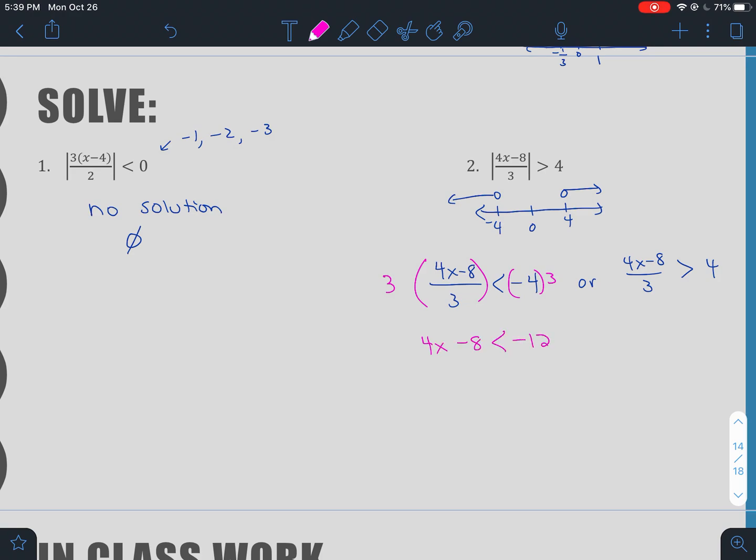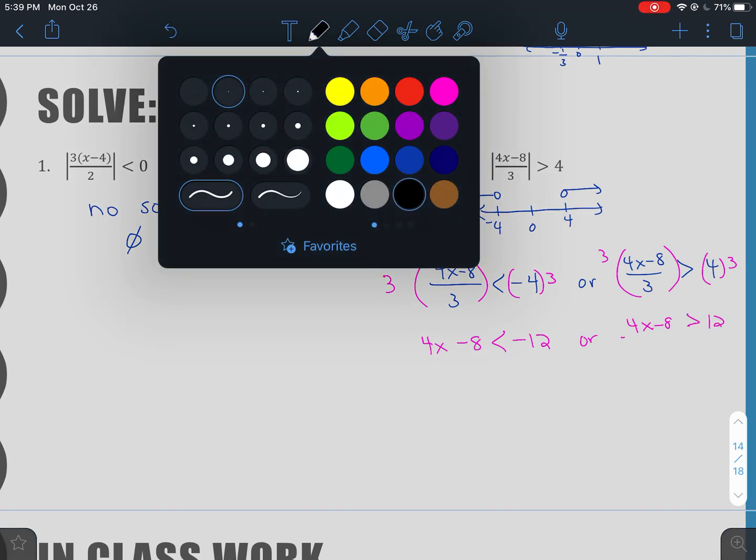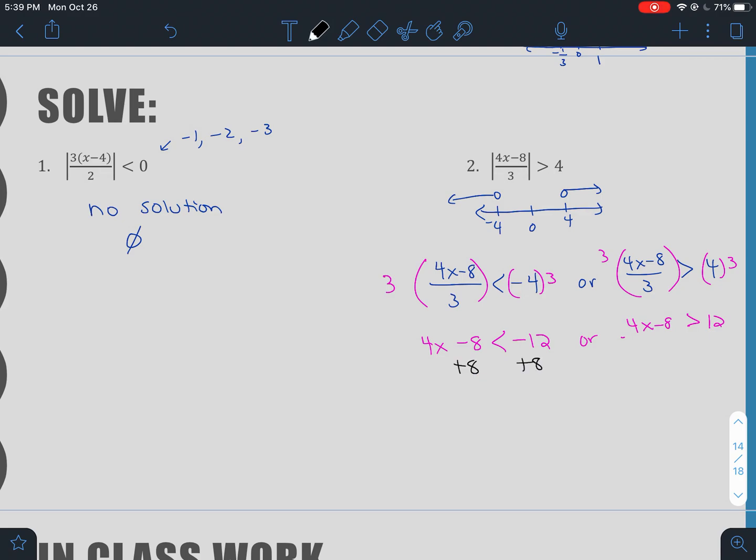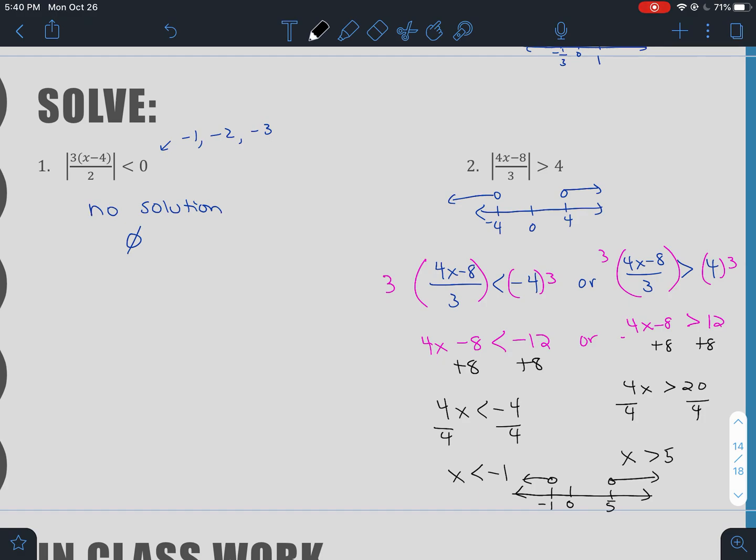So I have 4x minus 8 is less than negative 12, or multiply by 3, and we have 4x minus 8 is greater than positive 12. And now we're going to solve both of these. So add 8, and 4x is less than negative 4. Divide by 4, x is less than negative 1. Or add 8, 4x is greater than 20. Divide by 4, x is greater than 5. So on a number line, the x values are going to be less than negative 1 or bigger than 5.